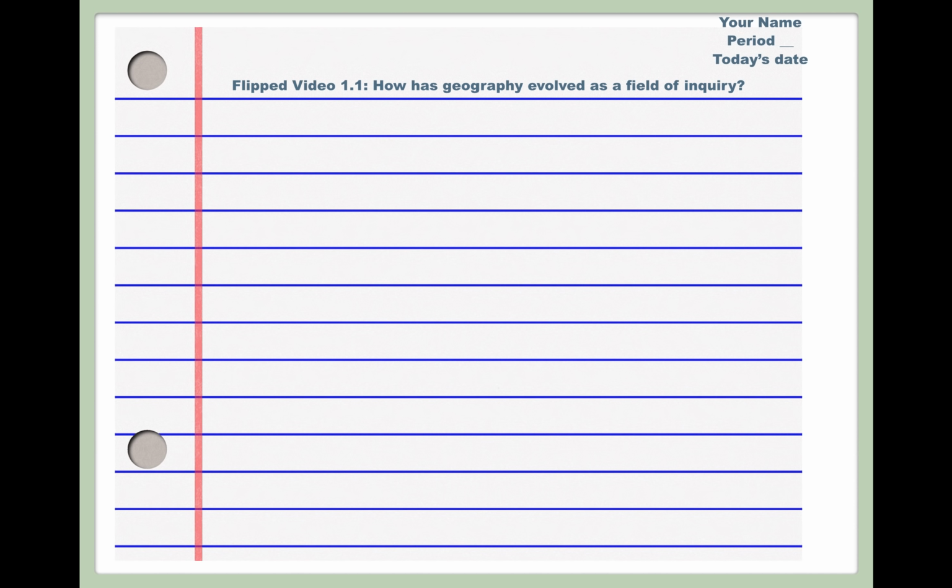When you open up that spiral notebook, I'd like you to title your notes exactly as you would find the essential question for the video. So we'll start off with flipped video 1.1 and the title, How Has Geography Evolved as a Field of Inquiry? Because it's important that we understand how geography has developed historically so that we better understand the modern geographic tools and the geographic perspective.